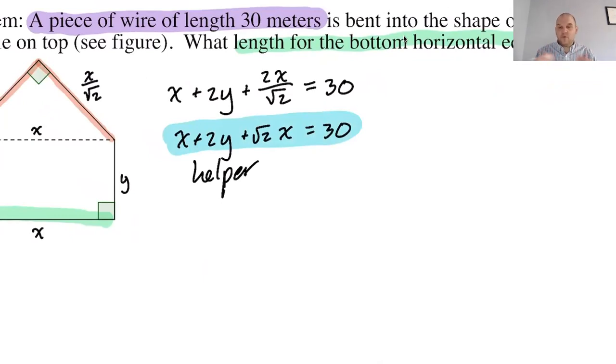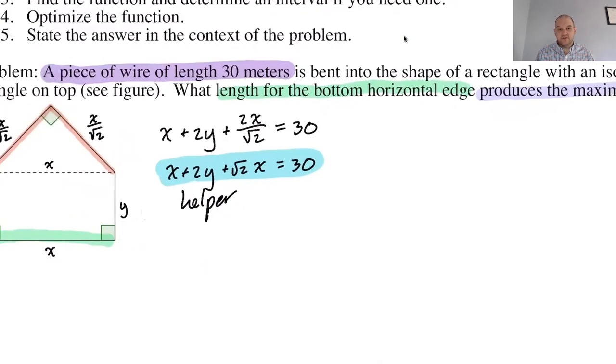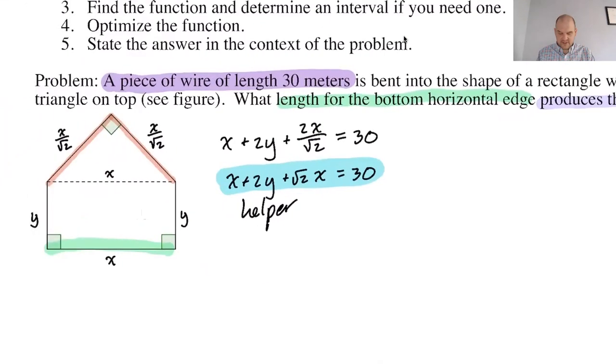It's not what we're trying to optimize, but it's a relationship amongst the variables, right? Because we only know how to do calculus with one variable. So if we have an area function that's a function of x and y, we can use this helper to get rid of one of the variables, which is almost certainly what we're going to do.